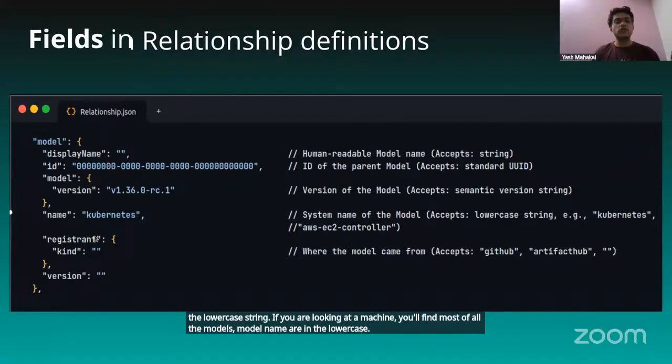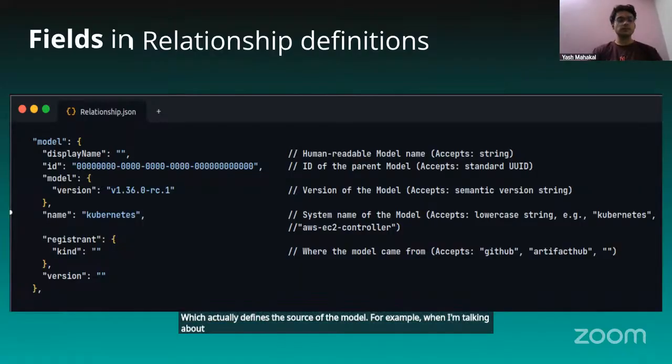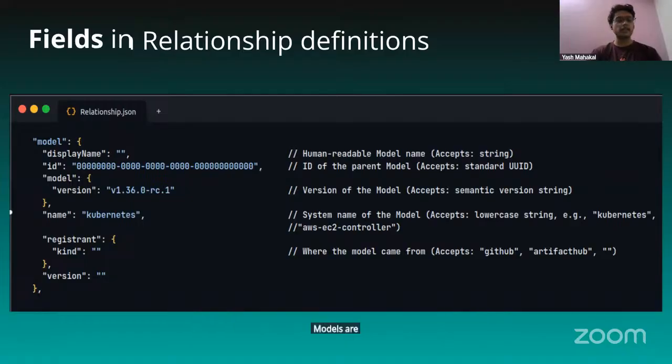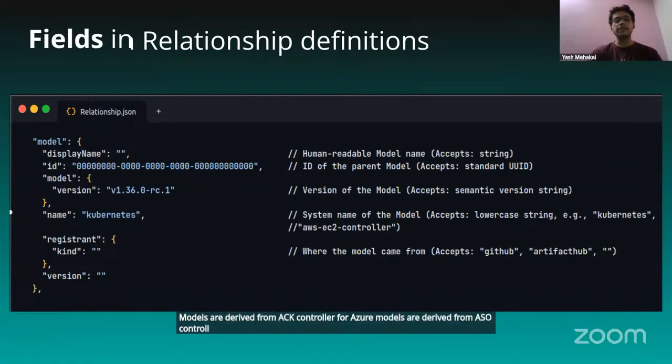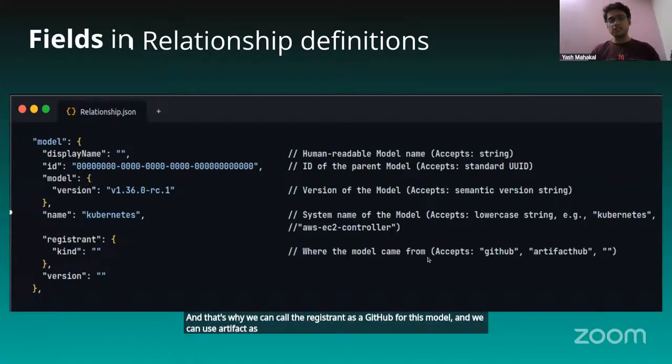And the registrant. So registrant is a thing which actually defines the source of the model. For example, when I'm talking about AWS, models are derived from the ACK controller. For Azure, models are derived from the ASO controller. ASO and ACK, which actually hold the CRDs, custom resource definitions, are stored on GitHub, and that's why we can call the registrant GitHub for this model, and we can use artifact hub as a registrant.